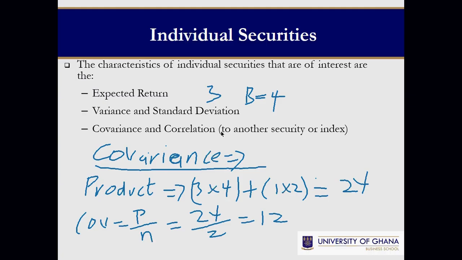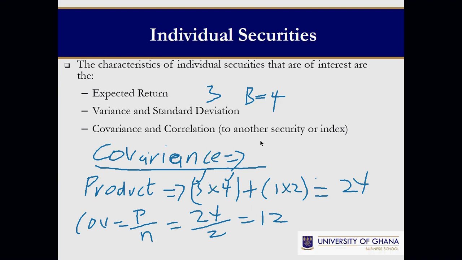So for the product, we are going to multiply the deviations of the 2 assets. The first one is for the first investment, and this is for the second investment. So that's what we are going to do, right?